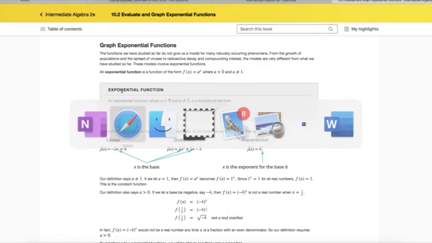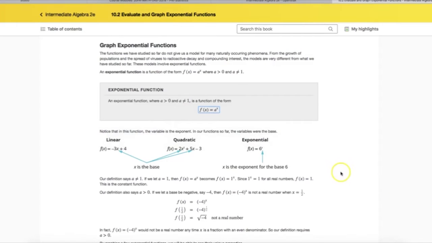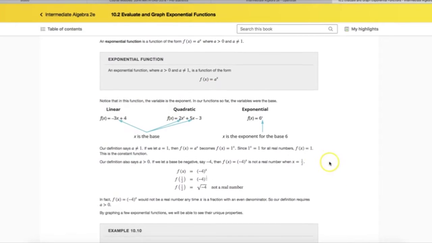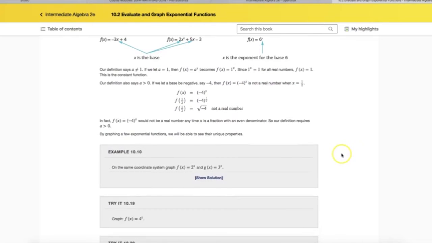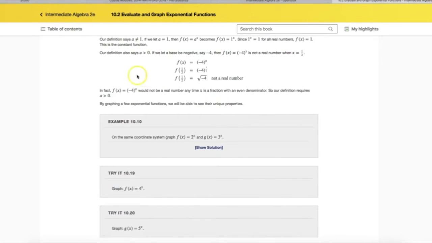Okay, let's return back to the text here. You'll notice in the text that they refer to a lot of the terminology I have, the base, for example, the input, the independent variable, x, right? That's the exponent in this case. Notice I used a -4 also as an example, and notice that they and I both put parentheses around it. We need to be careful with that.